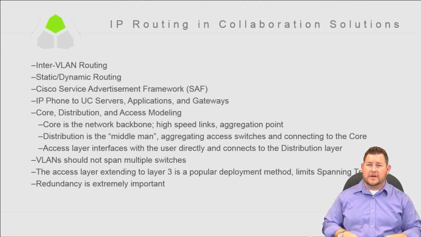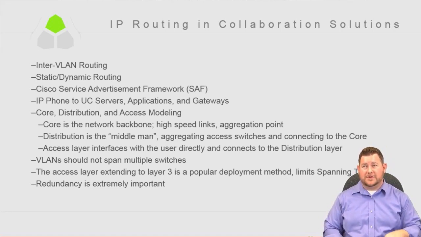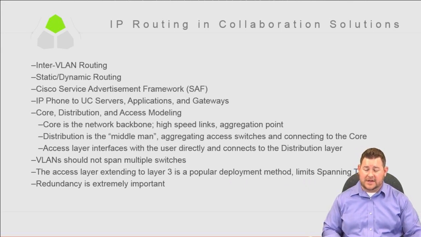So if you can, try to stack the switches and have VLANs running on each of those switches. Just try not to have multiple VLANs across different switches there. The access layer extending to layer 3 is a popular deployment method and limits spanning tree. So I mentioned that already. It's a good idea to have layer 3 all the way down to the access layer.